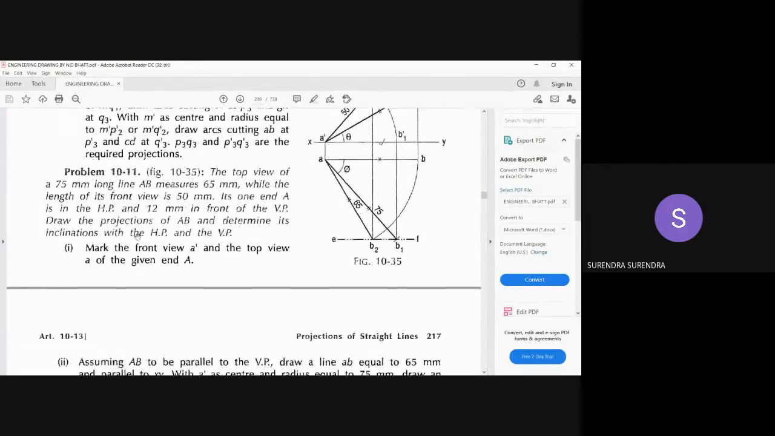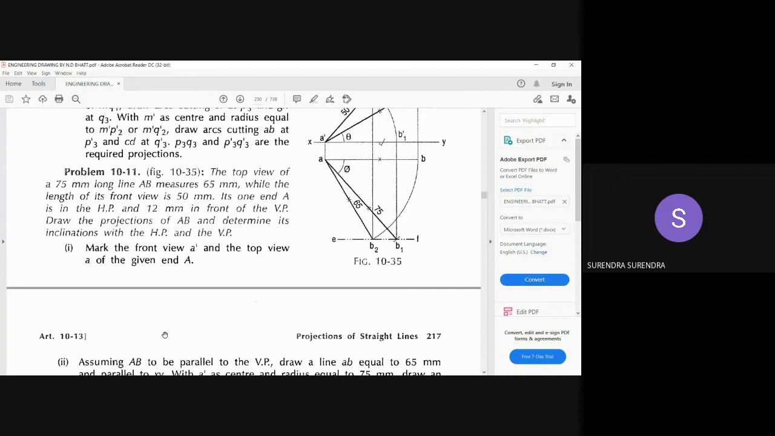Note this problem. Problem number 10-11. Write it in the short form. The top view of a 75 mm long line measures 65 mm. So here the true length of the line and the top view length are given. So the true length is 75 mm and the top view length is 65 mm.